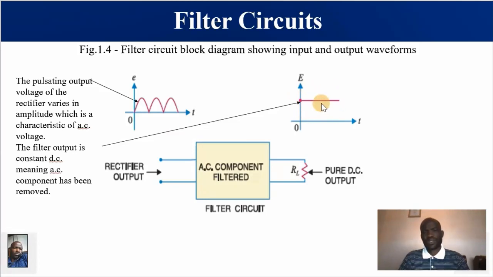This is what we want, but you'll discover that this output is normally got from the regulator. The regulator is the one that gives us a constant DC output. We've only shown here an ideal situation. So we are saying pure DC output.